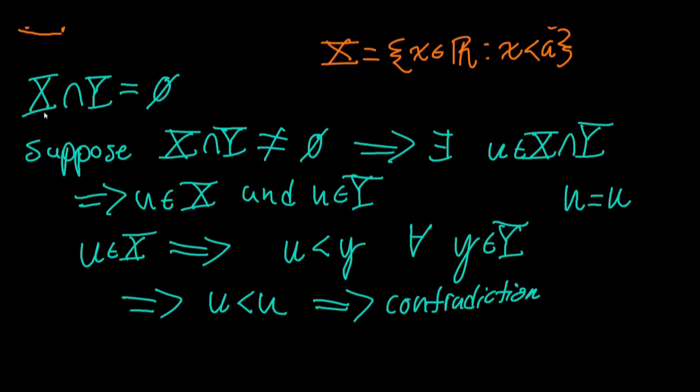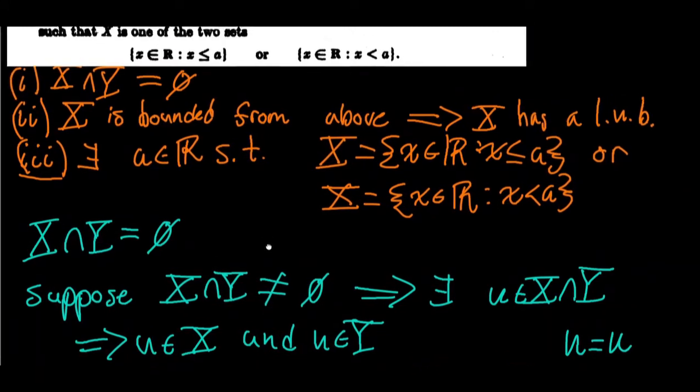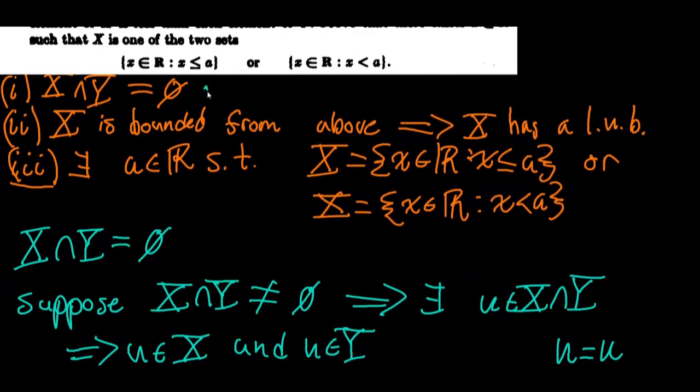Let me say that again. If we were to suppose that the intersection of X and Y is non-empty, then we arrive at a contradiction. Therefore, it must be empty. The intersection of X and Y must be empty. So we've proven 1. Let's just check that off. Now let's prove 2.